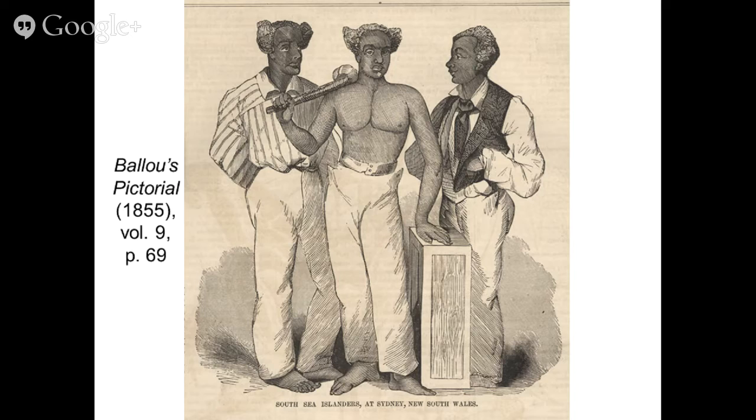So this is a drawing that came out in Ballou's magazine in 1855, and these are South Sea Islanders that are in Sydney, Australia. But you can see that they still have their hair. They still have the kind of South Sea Island hair, but they're putting on sailor clothing. And sort of they're islanders in the transition stage, much like Queequeg is.